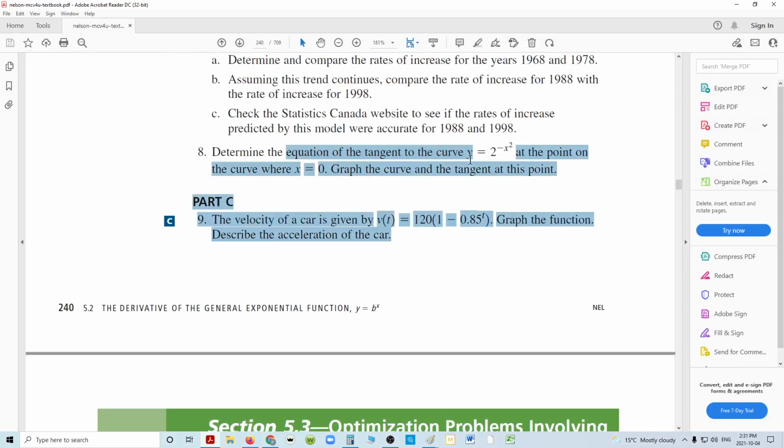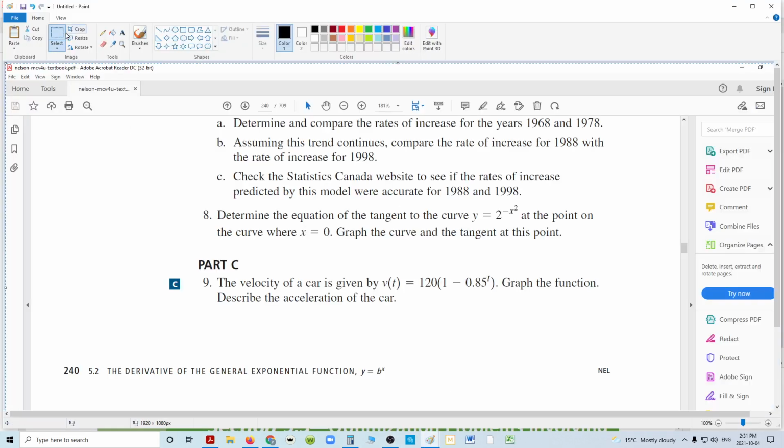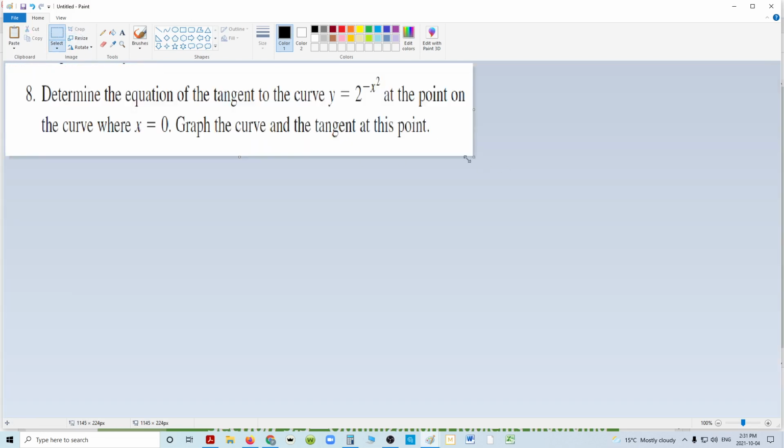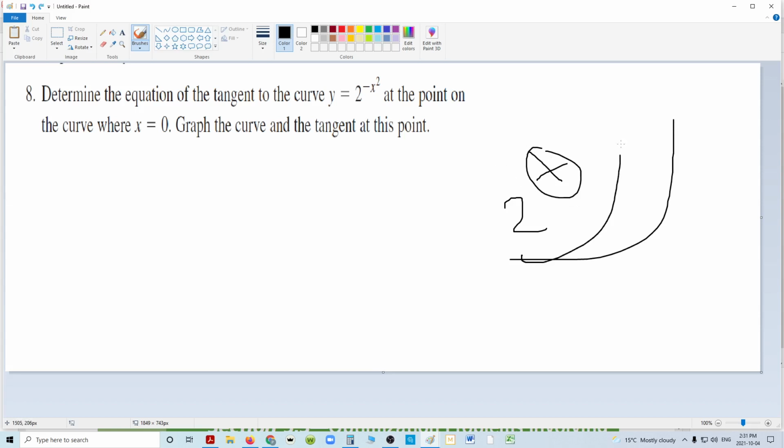Determine the equation of the tangent of the curve at the point on the curve where x is equal to 0. Graph the curve and the tangent at this point. Okay. Well, I'm going to maybe let the computer graph it, but anyway. We'll go for it. So they want the equation for the tangent of the curve. It's hard to think what this is going to look like, except it's minus 2 to the x, a growth curve. The minus and square just means it's going to happen faster. Minus means it's going to reflect over here.